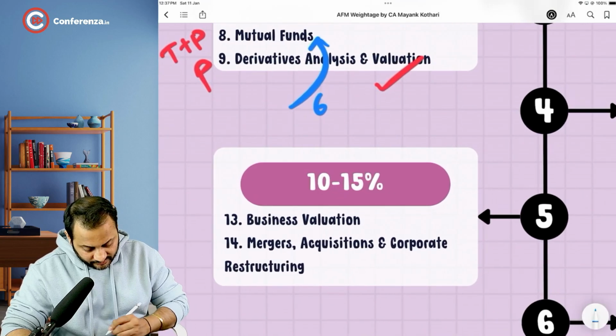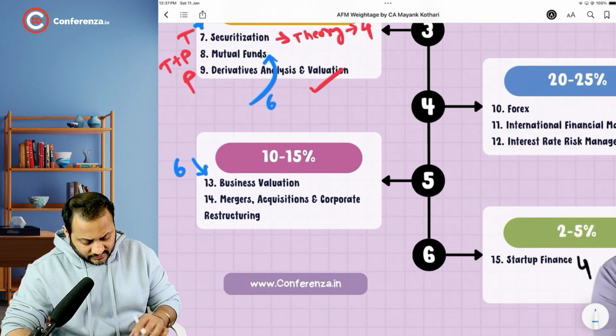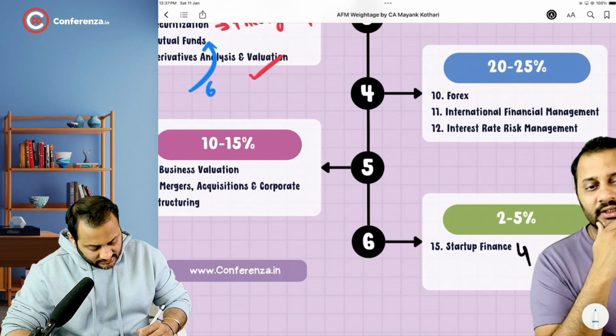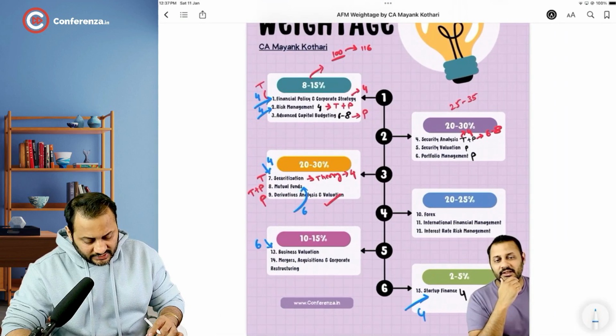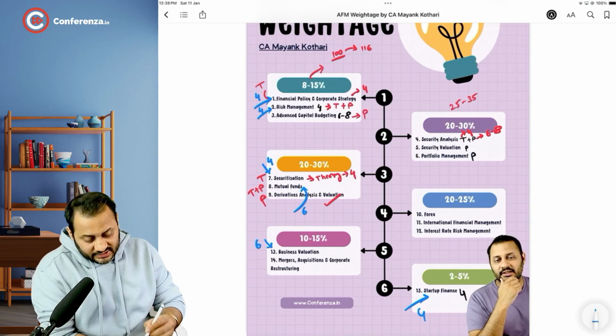After that, you can complete the business valuation chapter, which will be of 6 marks. Merger acquisition is also easy, but there are a lot of questions and it can sometimes go wrong. And then startup finance, 4 marks. So these, how many chapters are there? 1, 2, 3, 4, 5, 6. Out of 15, 6 chapters are there.